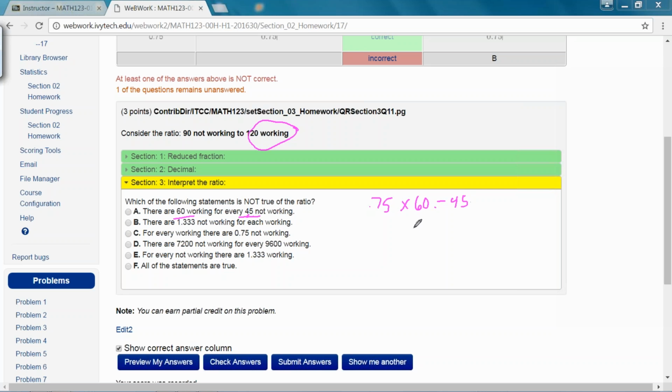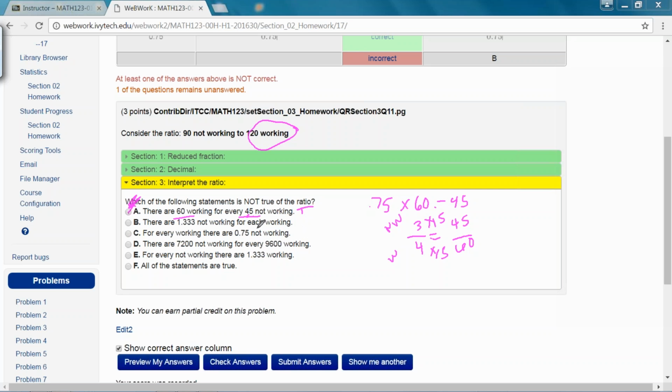The other way you can look at it as the fraction is, does 3/4 equal, the not working is the numerator and the working is the denominator. Does that equal 45 over 60? And it does. Those are both times 15. Or you can cross multiply. So A is correct. Okay? So they want to know which one is not true, so we don't mark A. This one is true.